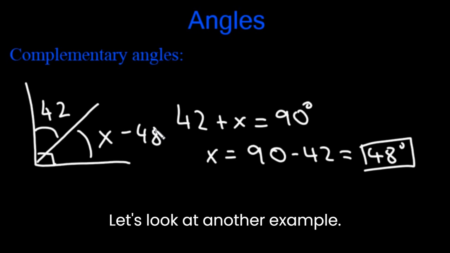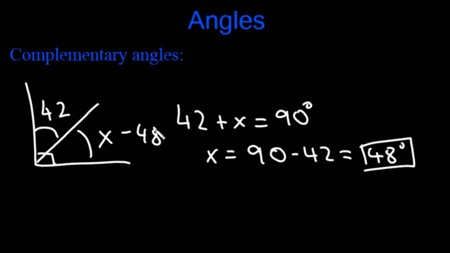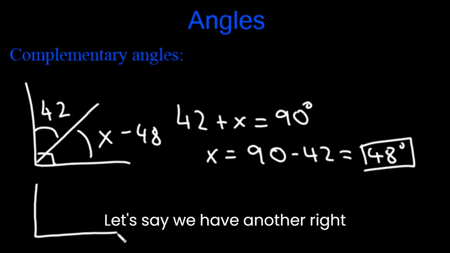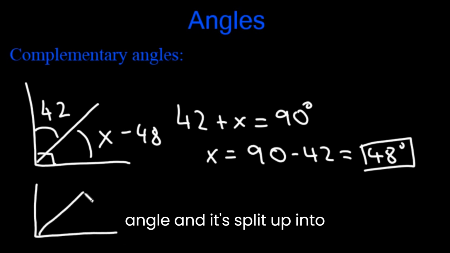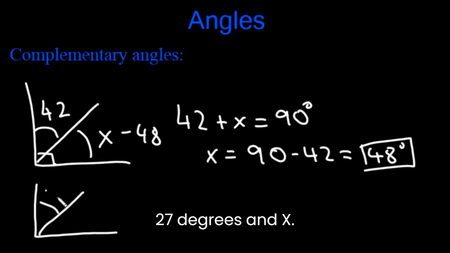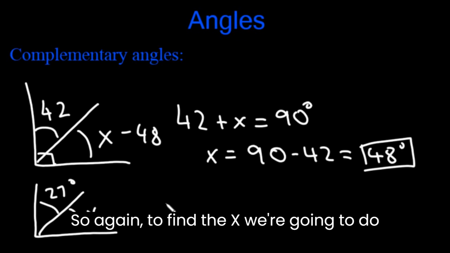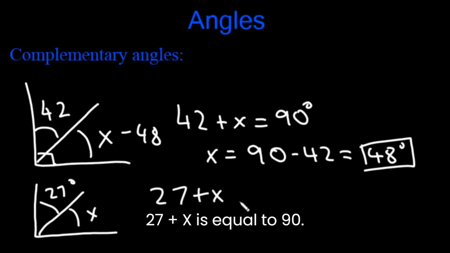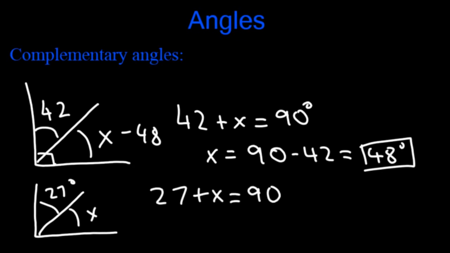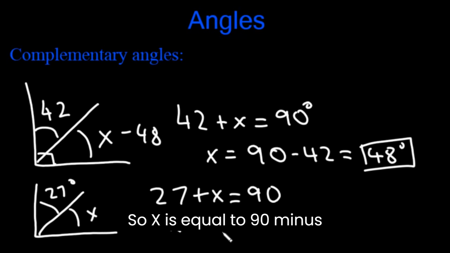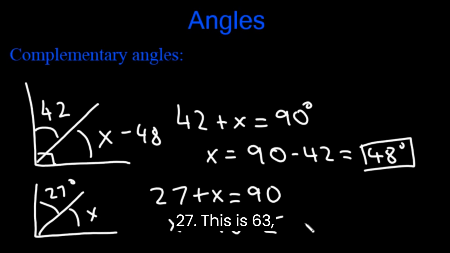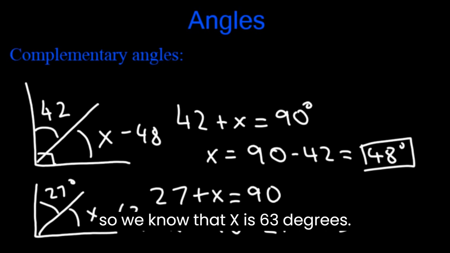Let's look at another example. Let's say we have another right angle and it's split up into 27 degrees and x. So again, to find x, we're going to do 27 plus x is equal to 90. So x is equal to 90 minus 27. This is 63. So we know that x is 63 degrees.